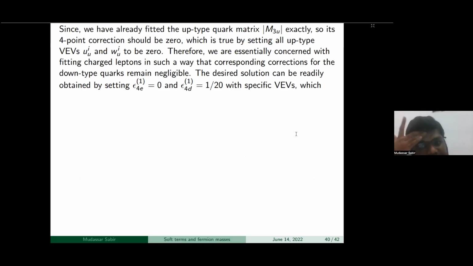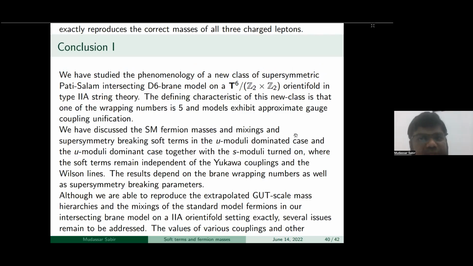Since we've already fitted the up-type quark matrix MCU exactly, its 4-point correction should be 0, which is true by setting all up-type VEVs U and W to be 0. Therefore, we are essentially concerned with fitting charged leptons in such a way that corresponding corrections for the down-type quarks remain negligible. The desired solution can be readily obtained by setting epsilon 4u equal to 0 and epsilon 4d equal to 1/20 with specific VEVs given in the paper, which exactly reproduces the correct masses of all 3 charged leptons.